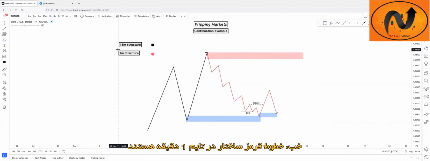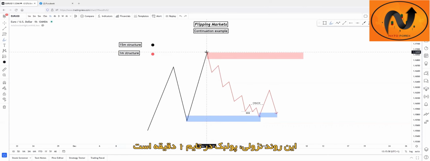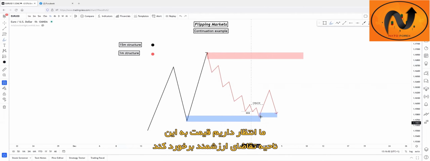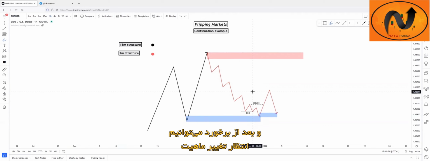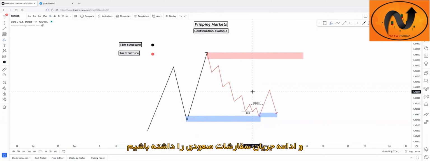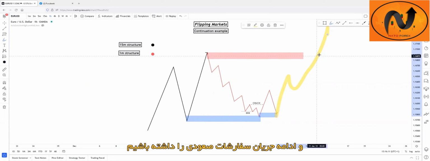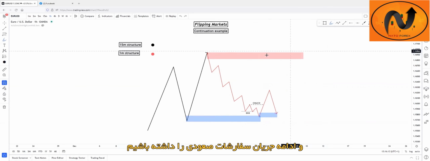Okay, as you can see, the 1-minute structure is the red arrows, red lines. So the pullback started to form on the 1-minute, and it's bearish. We are expecting the tap of this valuable demand zone. And after the tap of this valuable demand zone, we can expect a change of character and the continuation of the whole bullish order flow, right?